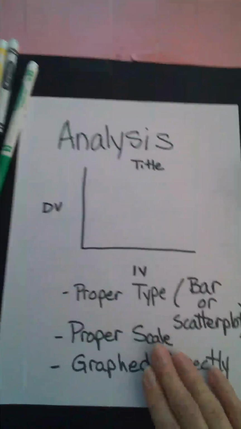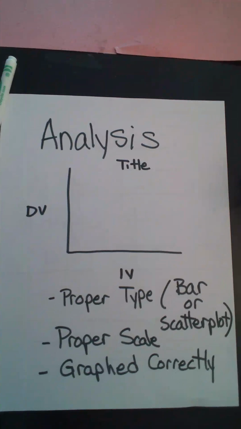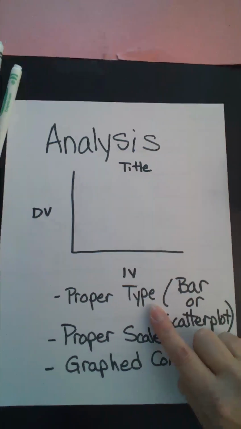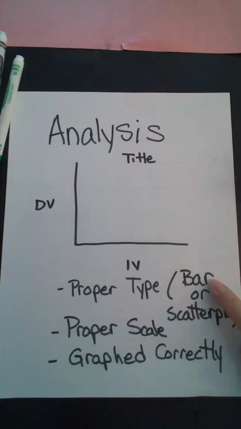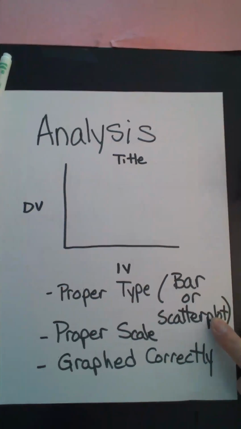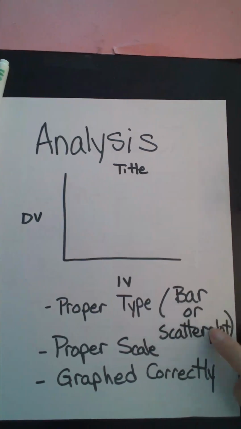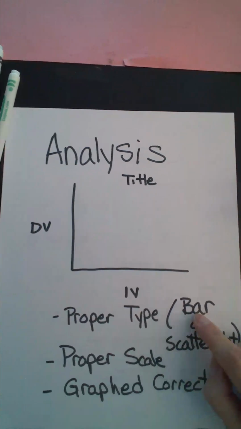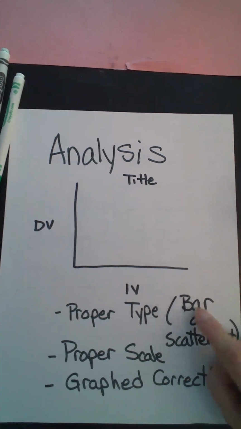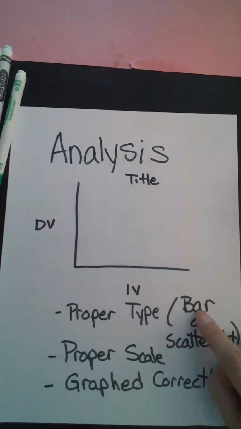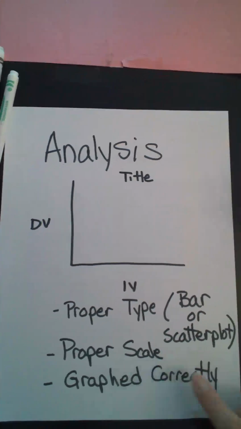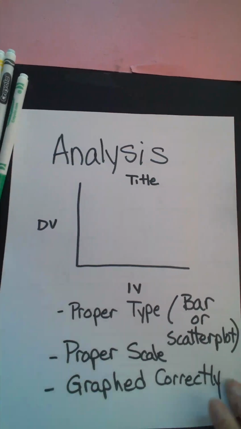Then you're going to analyze your results by making a graph. Remember to make it nice and big. Use the proper type. Some of you will be making a bar graph and some a scatter plot. If you have numerical data, you're making a scatter plot. If you're comparing two different qualities of things, like different types of wire, you would use a bar graph. Make sure your scale is equally spaced and that you graph each point correctly.